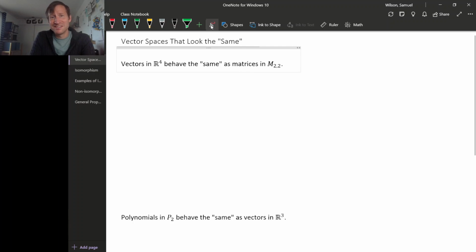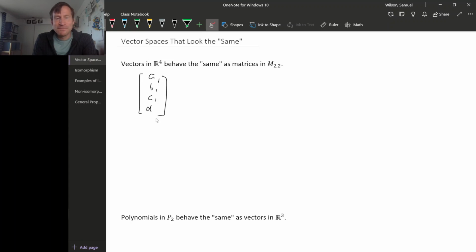You've probably noticed that many vector spaces look very similar to each other. Just as a couple of examples, in R4 a vector looks like this: A1, B1, C1, D1, a column vector with 4 real entries. But a matrix in M22 looks like this: A1, B1, C1, D1. You can see that these look the same. The entries are just arranged in a different shape.